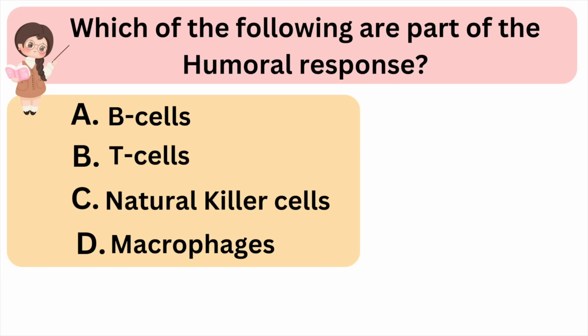Alrighty guys, question number 10. Which of the following are part of the humoral response? A, B cells, B, T cells, C, natural killer cells, or D, macrophages?